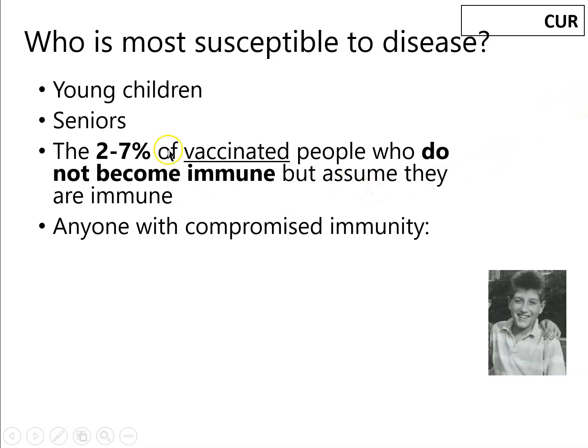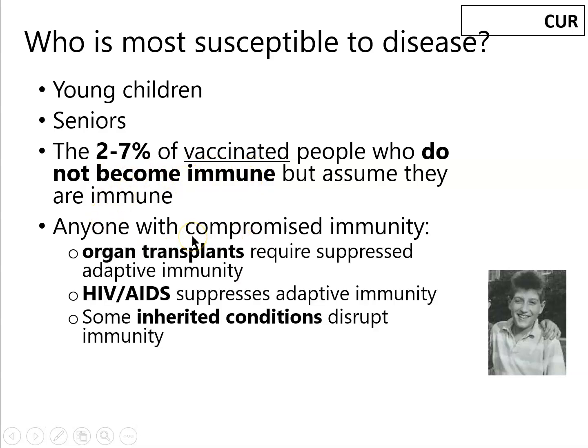So with any disease, there are groups that are more or less susceptible. And for COVID, it's seniors, but for a lot of other diseases, it's young children, and it's people who've been vaccinated and don't realize the vaccine didn't work in them. Because no vaccine gives protection to every single person who gets it. And so the people who aren't protected, they don't know it. And then lots of other people have compromised immune systems.